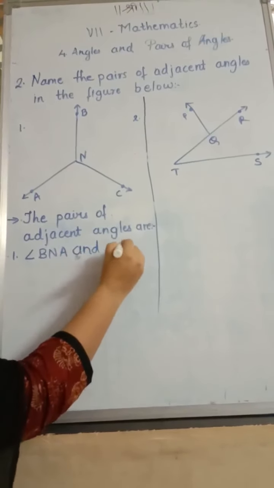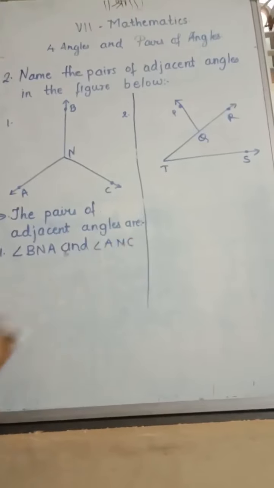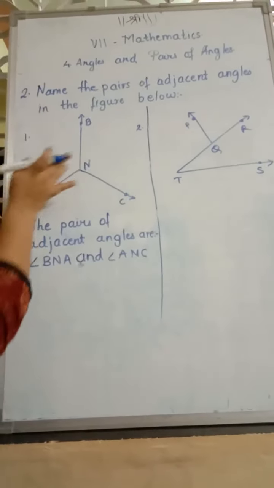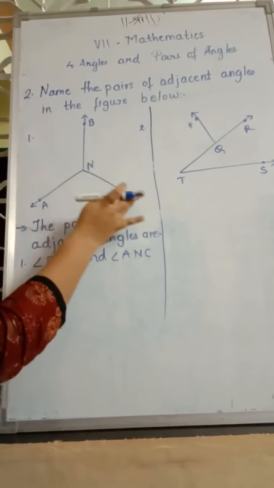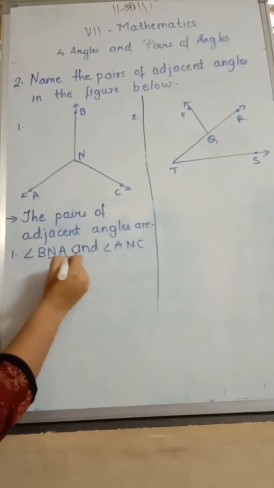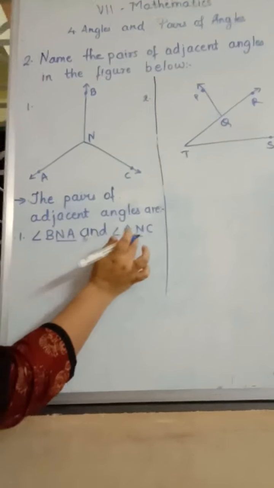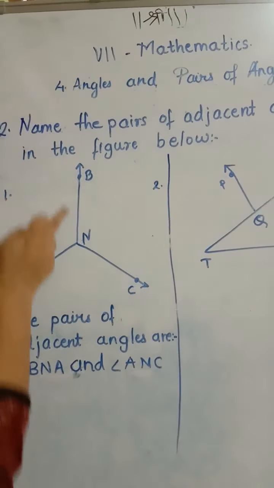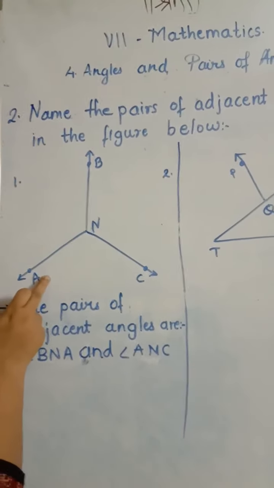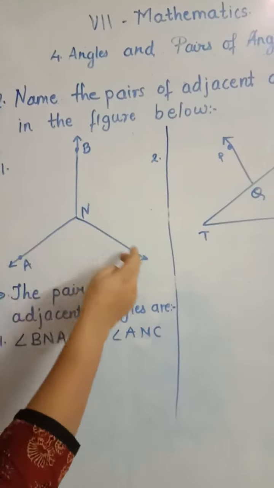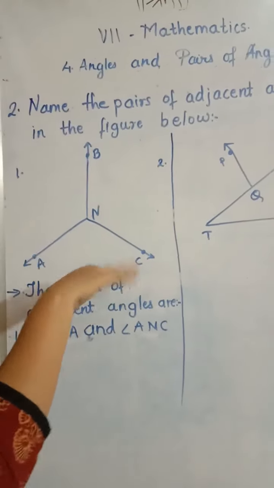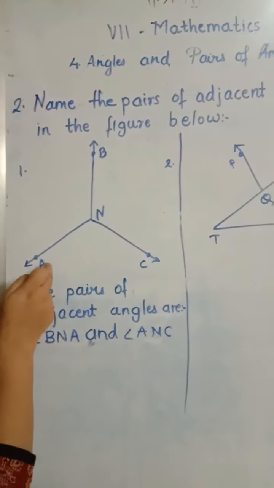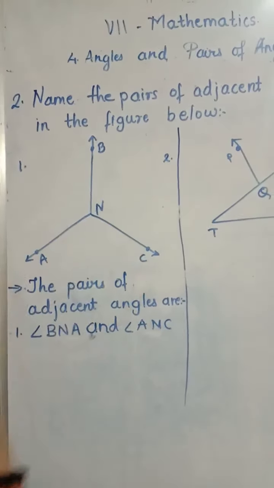Angle ANC. Understood, children? Now see, BNA, ANC. The common arm is here and the vertex is also common. Now students, for BNA you can also take adjacent angle BNC, but I am going in this direction. So I have taken BNA adjacent to ANC.